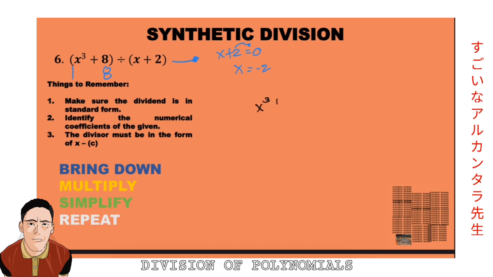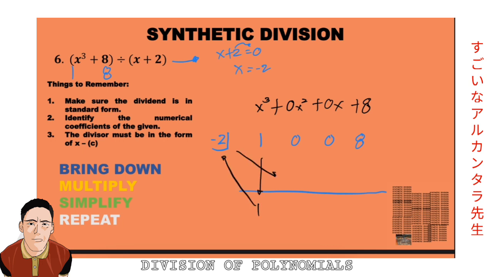X cubed plus 8 can also be written as 0x squared plus 0x plus 8, right? So that's how it works too. We're gonna have here 1, 0, 0, 8. Then you have your negative 2 here. Then we continue. So you have 1 brought down, 1 times negative 2.